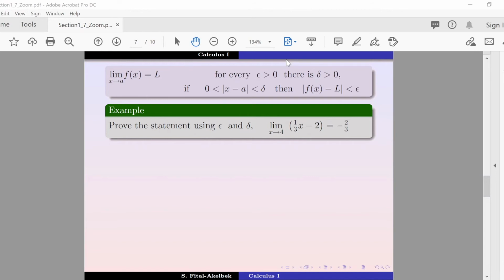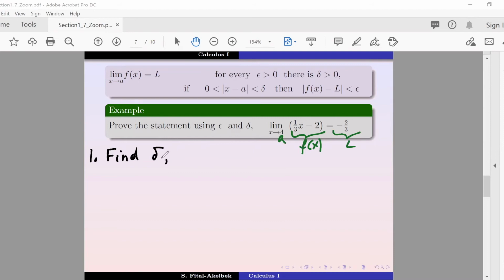So first, as before, we're going to identify what is my a. My a is 4. What is my f of x? And what is my L? And as before, we have two steps. Number 1, find delta.